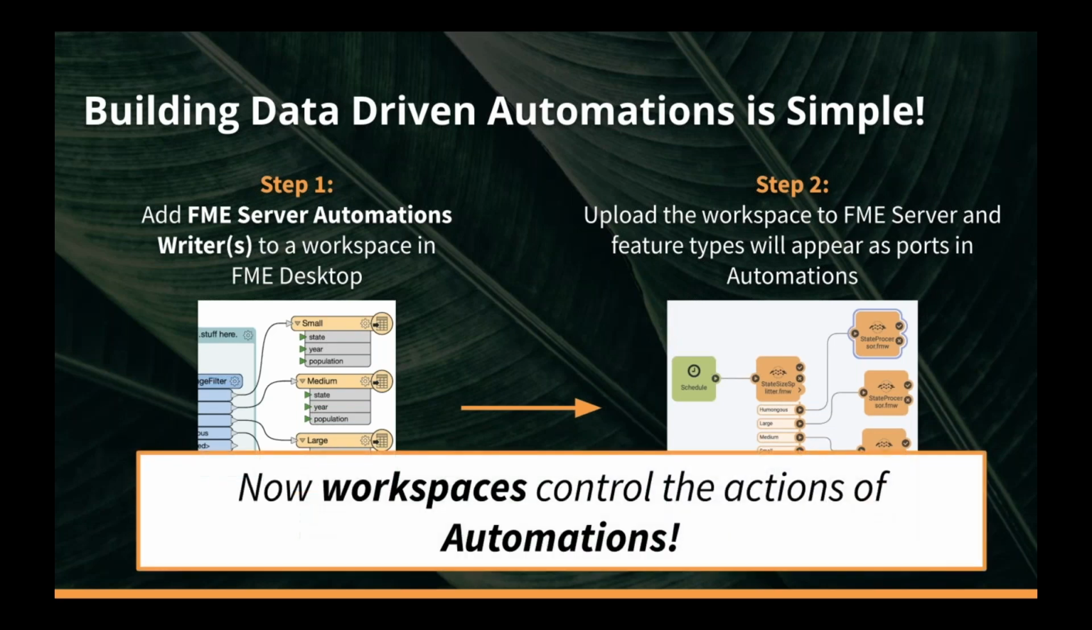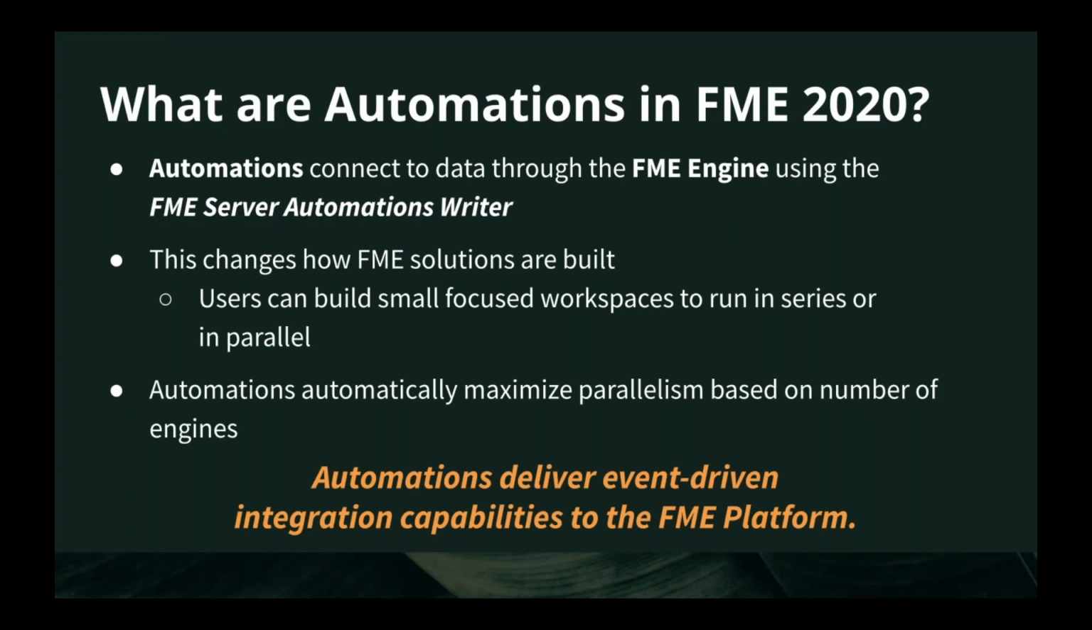And so you can do lots of different things. The big thing now is workspaces can control and add fields to messages and things like that. So this is huge. Power is amazing. Yeah, really. And so this is going to totally change how FME solutions are built. Now you can build small focused workspaces and run them in series or in parallel to maximize the amount of parallelism on your machine. If you have 10 engines, then the automation where there is parallel, they will run in parallel. And so we're really excited about this. This is a big deal.